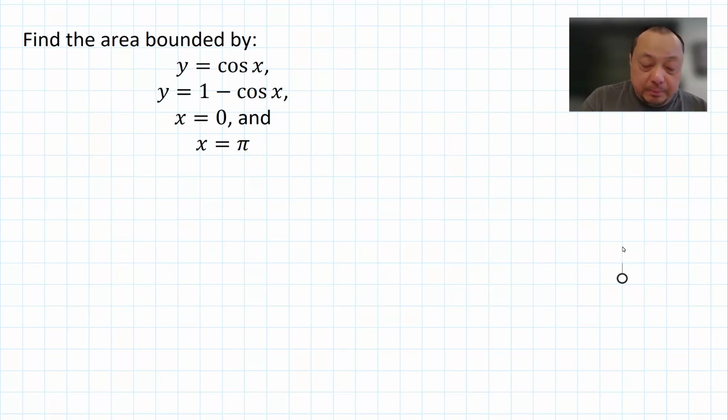Online, it may appear with additional factors like an 8 times cosine x here and then 8 minus 8 cosine x here, or some other number. Well, with or without the extra factor, it's solved the same way. So I'm just going to solve the question without the extra factors.